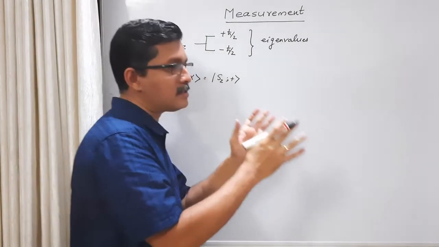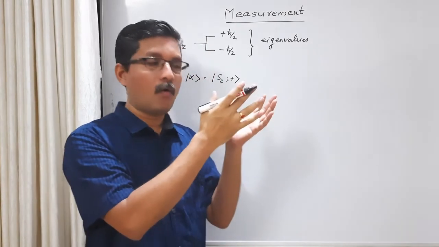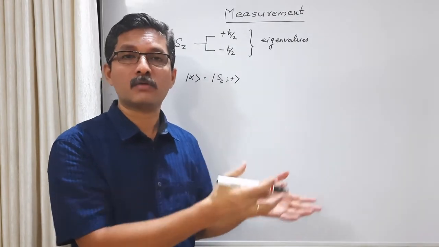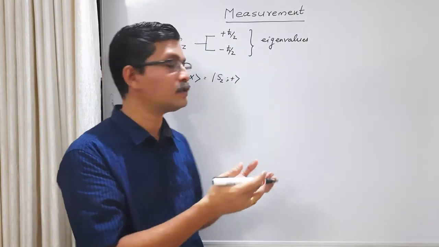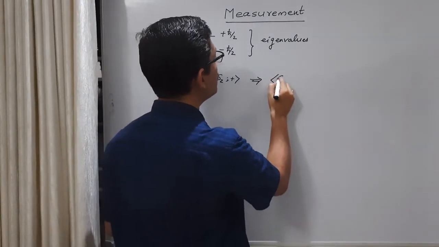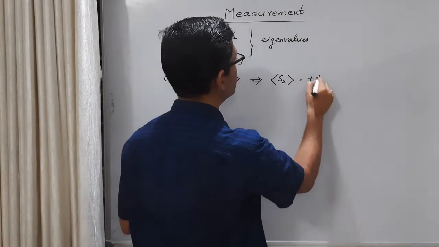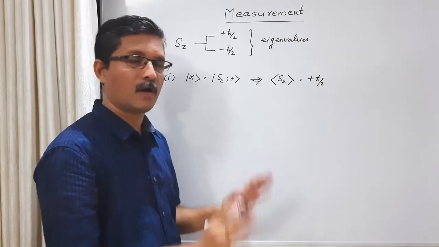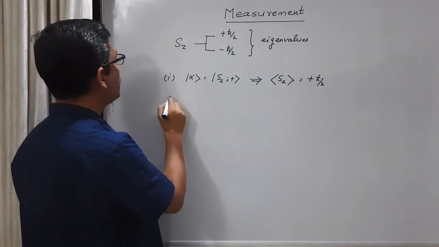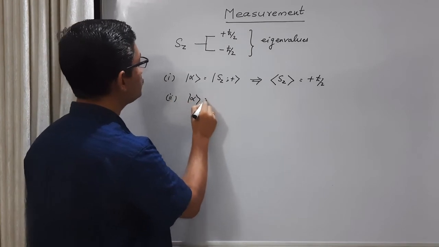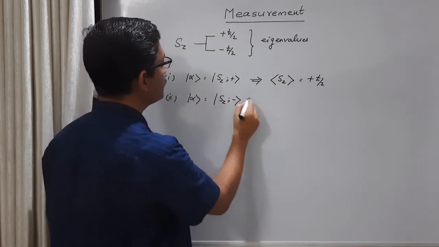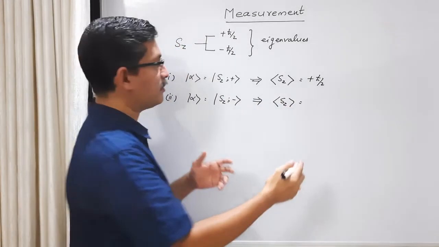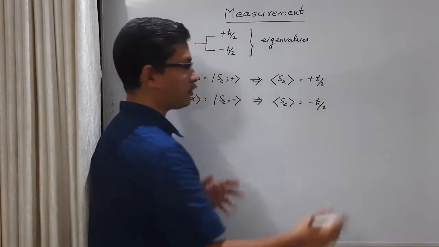If you make 1000 measurements, all these 1000 particles will be in the state Sz equal to plus ħ/2. So what is the result of these 1000 measurements? Plus ħ/2. Then what is the average value? The average value is plus ħ/2, because all the individual measurements yield plus ħ/2. If the initial state is Sz minus, surely all the particles will be in the state minus ħ/2 after measurement, so the average value is minus ħ/2.